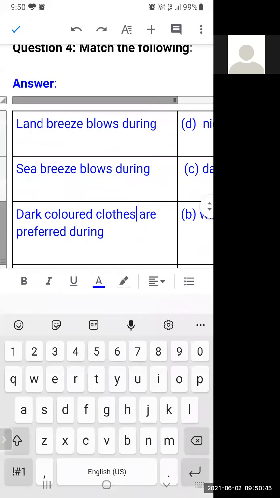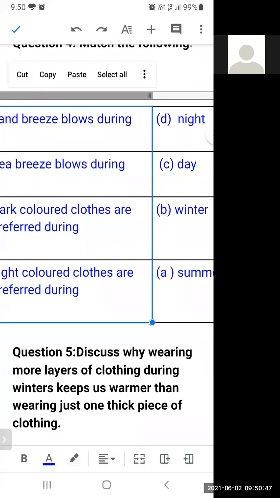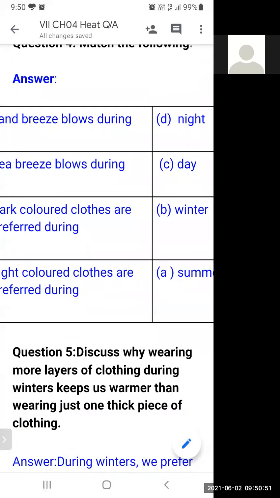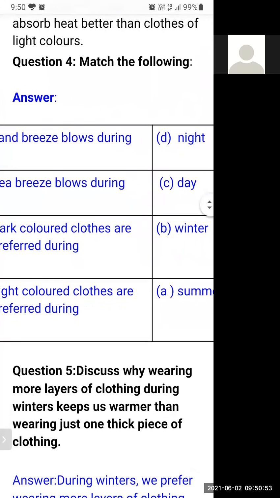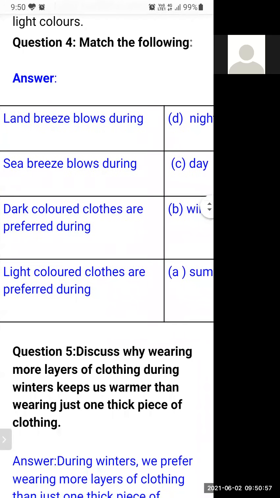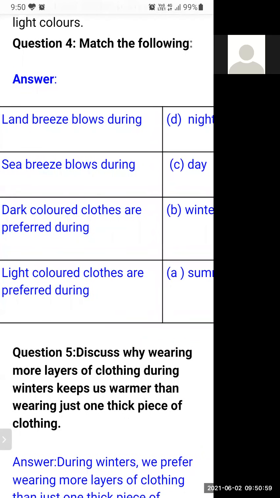Question number 4, you simply have to match the columns. It is just a match the column question. So what type of question is this? It is based on match the column. Land breeze blows during night.